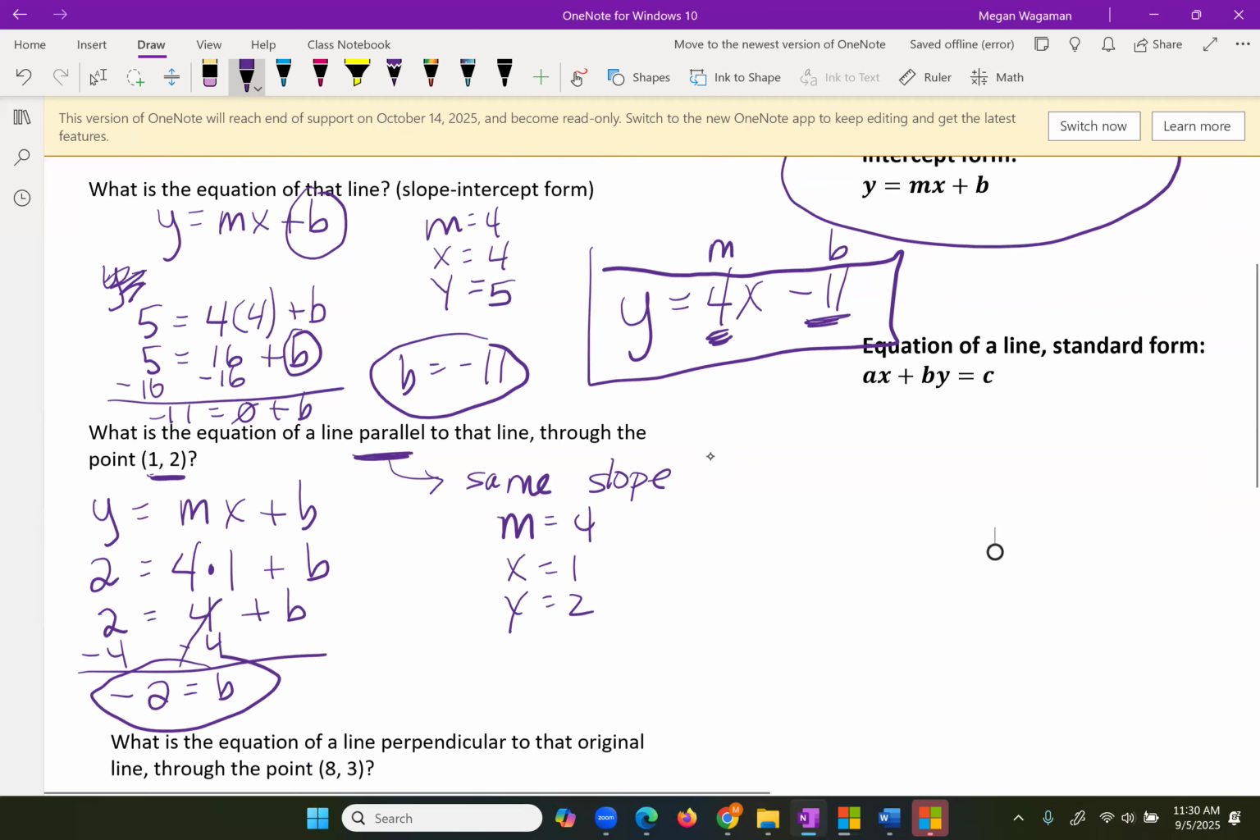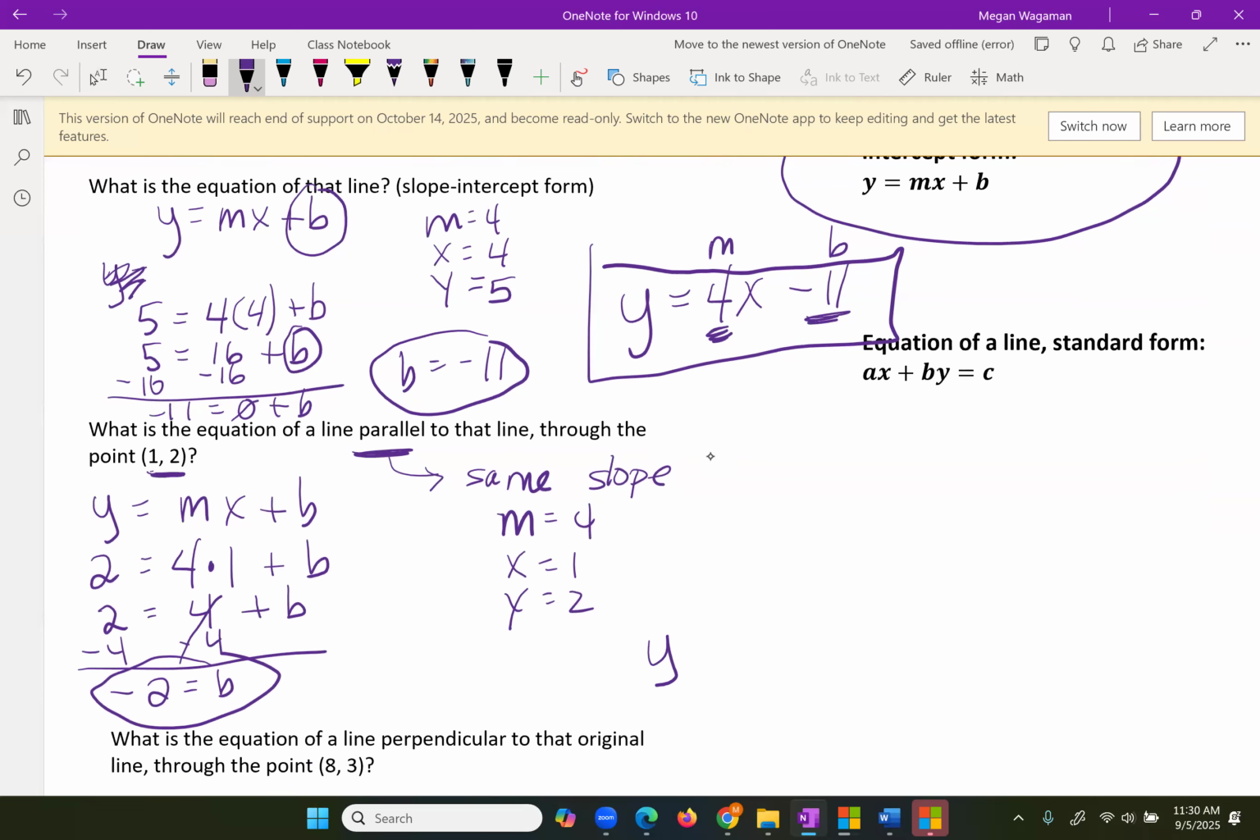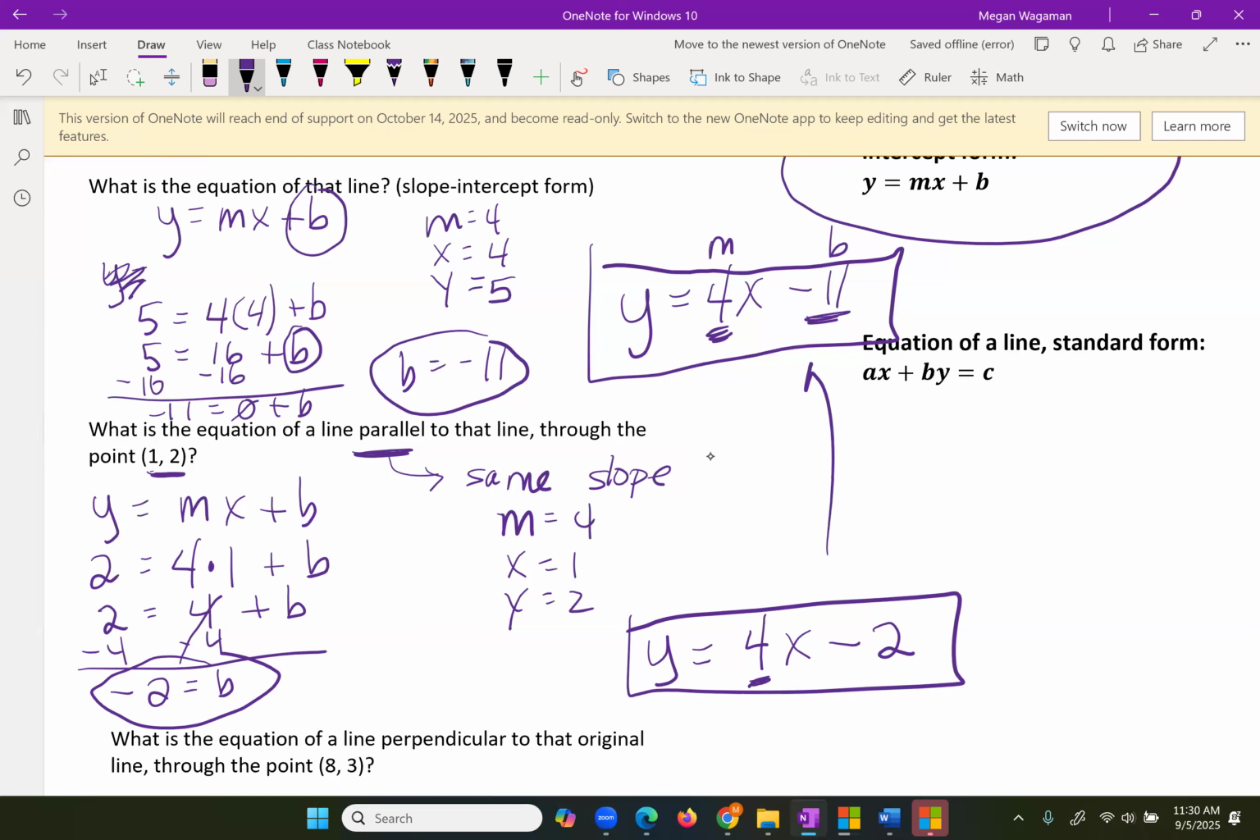So now I can put this all together. And my equation here is y is equal to slope of 4 times x minus 2. So this is a line with the same slope, different y-intercept, so it's going to be parallel to this original line. So these two are parallel to each other.